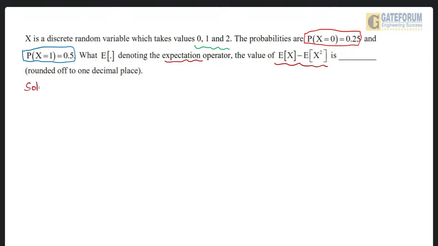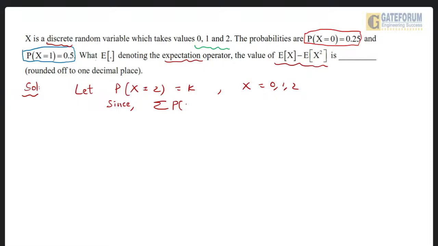Solution. Discrete random variable is mentioned. These are the key points. Let P of x equal to 2 be some constant, whatever you like, some k. The sum of all the probabilities is equal to 1. X has three values: x is equal to 0, 1, 2.